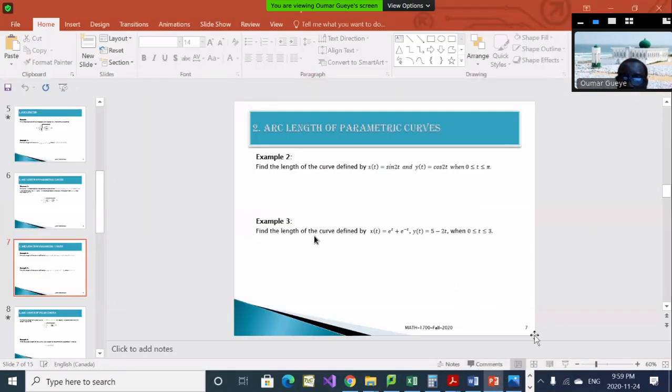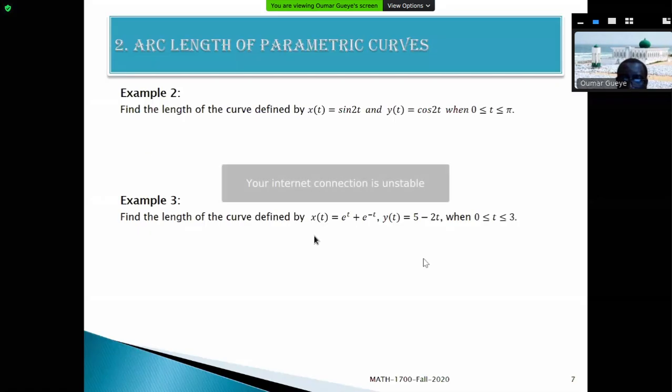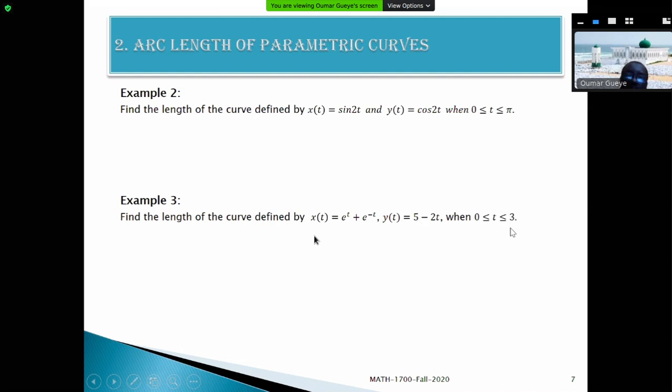All right, for the next example, again, we have a parametric curve defined by these two equations when t is between 0 and 3, the portion of the curve. Again, we have to integrate from 0 to 3 in this case and apply exactly what the formula says. You need to calculate the derivative of x and the derivative of y.